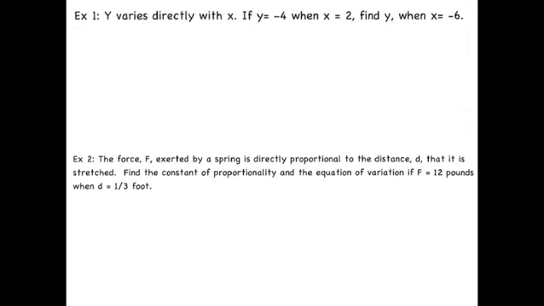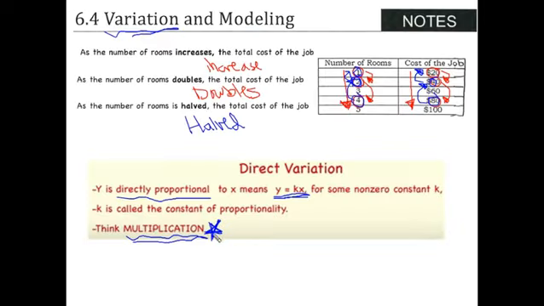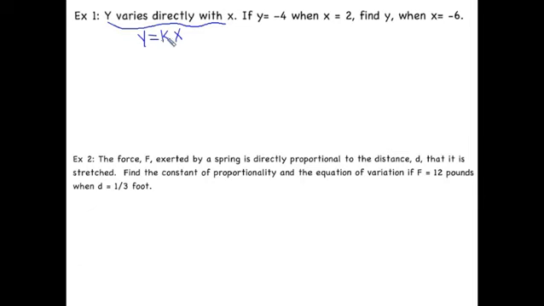Alright, so let's take a look at some examples of direct variations. We have y varies directly with x. So automatically we can assume y equals k times x. Remember back here we said think multiplication. So we're going to take our constant of proportionality, that relationship, some numbers relating these two items together, and we're going to multiply it by our x variable. So y equals kx. If y equals -4 when x is 2, find y when x is -6. There's kind of two parts to this. We have this first part. If this is true, then we want to do something over here. So let's just take a look at our first part.